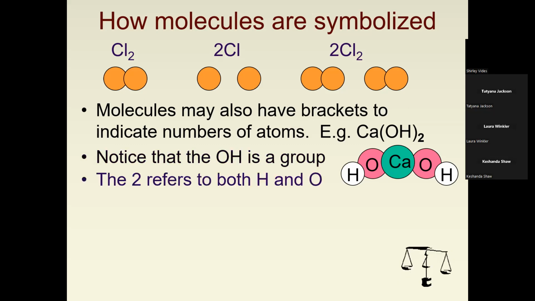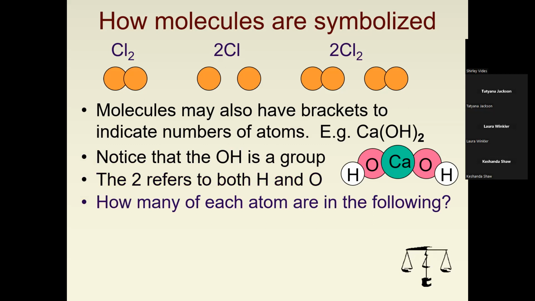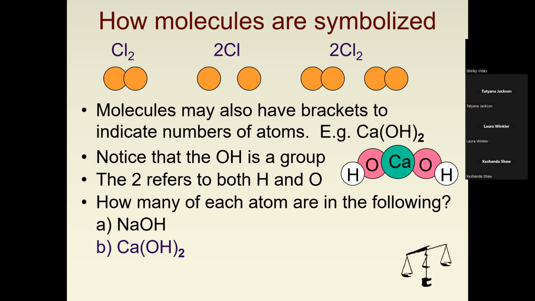Number 1. How many atoms are in this one? 3. That means 1 atom of each, right? That's correct. Yes. How many atoms are in this one? 5. Okay, that is correct. And that means you have one calcium and 2 oxygens and 2 hydrogens, but together, right? 2 OHs. And then this one?